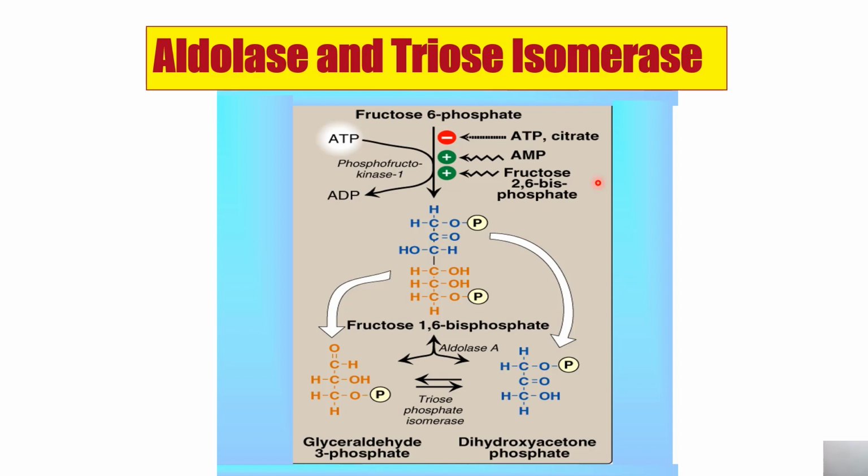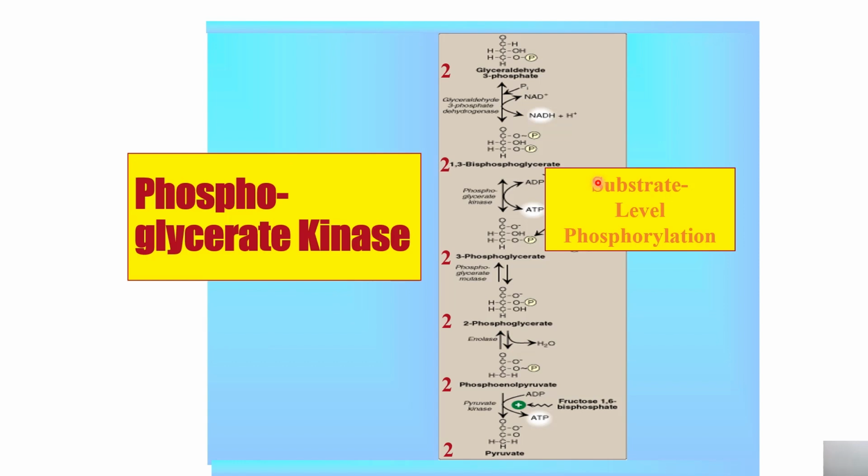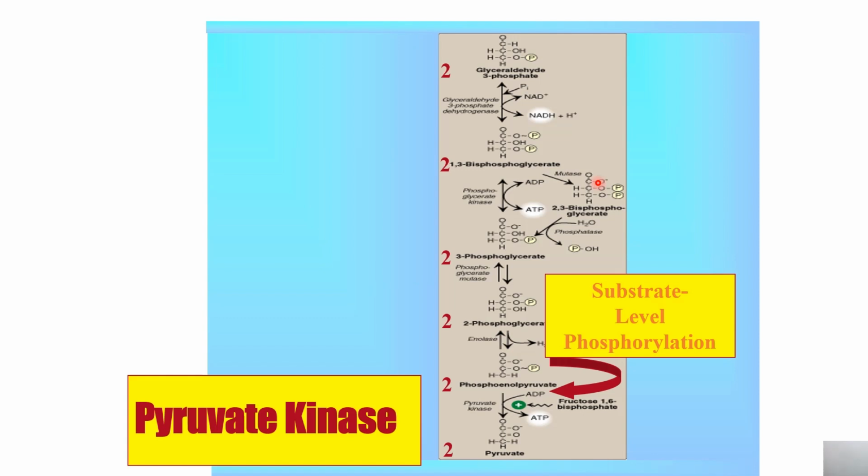Okay, we have talked about this slide. For glyceraldehyde 3-phosphate dehydrogenase, for each NADH, 3 ATP will be produced by the electron transport chain in the mitochondria. Then we come to phosphoglycerate kinase, which is substrate level phosphorylation, and pyruvate kinase, which is the second substrate level phosphorylation.